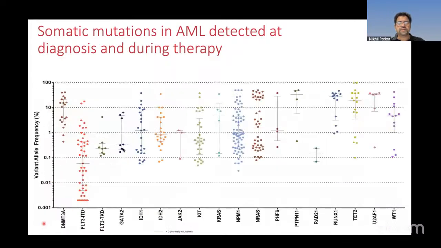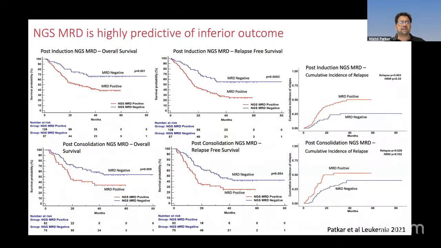Here you can see a plot that shows the distribution of VAF of these mutations at MRD time points. Typically DTA mutations are at a higher level, and other mutations are present at lower levels, and we can detect mutations typically up to a 0.1% VAF. But when you do PCR-based MRD, the sensitivity can be really extreme, right up to 0.002%, which was our assay detection limit. And you can see here that NGS MRD was highly predictive of inferior outcome.